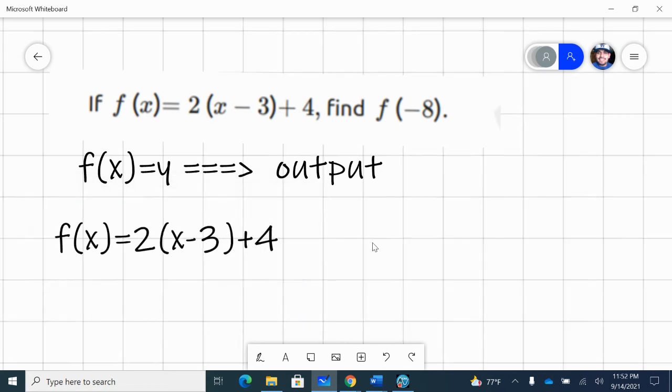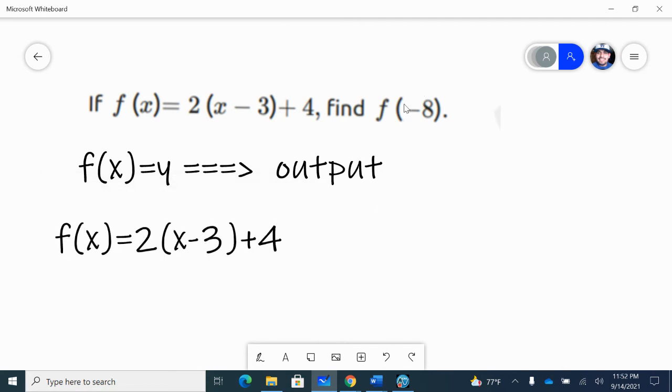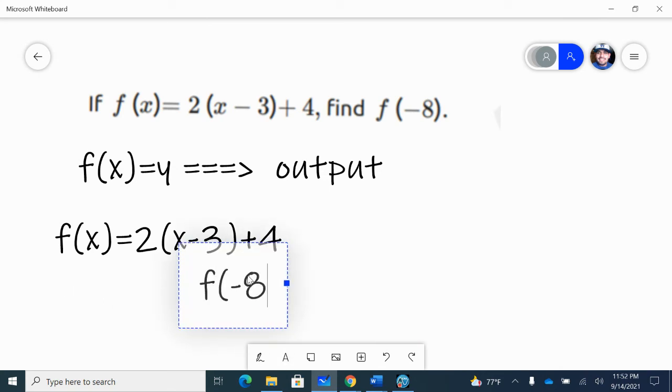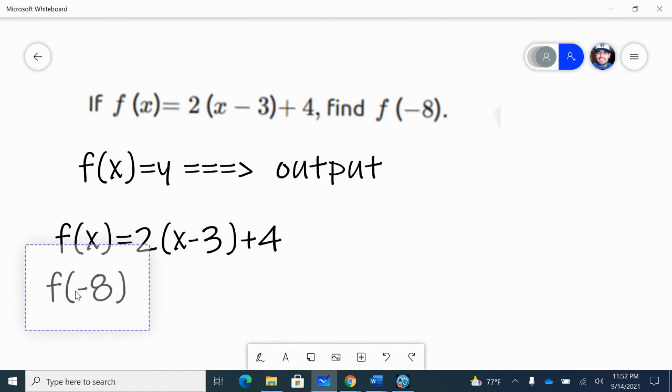What do they want you to do? Well, look at what the problem says. Hey, student, I want you to find f of negative 8. So what changed from the function on top to the bottom? Well, x became a negative 8. Again, some of you guys were plugging in the number here and not over here. That is showing that you were not really paying attention to what we talked about in chapter 2.